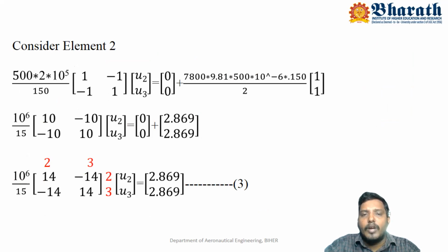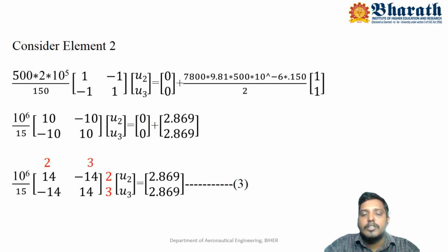So consider element number 2 having an area of 500 mm square, Young's modulus 2 into 10 power 5 Newton per mm square, and length of the element 150 millimeter. Element 2 consists of node 2 and 3. Since the 1000 Newton is already assigned for element number 1 at nodal location 2, we need not assign it again here. Then we have to take care of the body forces. Then we will get equation number 3: 10 power 6 divided by 15, times the matrix 14, minus 14, minus 14, 14, with u2, u3 equal to 2.869, 2.869.